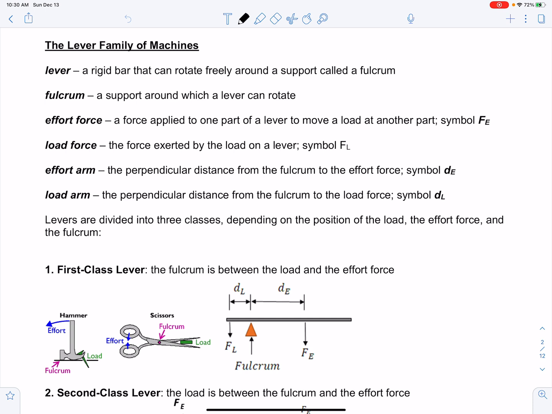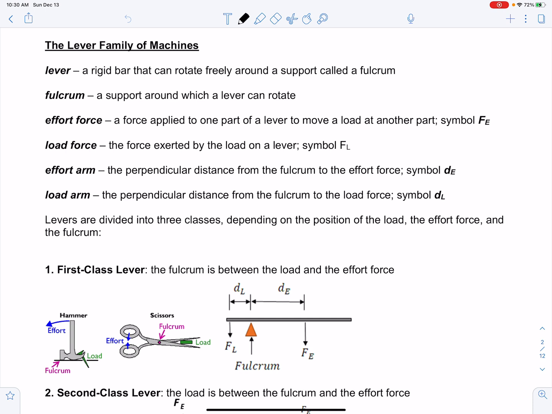This includes the lever, which is a rigid bar that can rotate freely around a support called a fulcrum. The fulcrum is a support around which a lever can rotate. The effort force is the force applied to one part of a lever to move a load at another part. The load force is the force exerted by the load on the lever. It's given the symbol F with the lower subscript L.